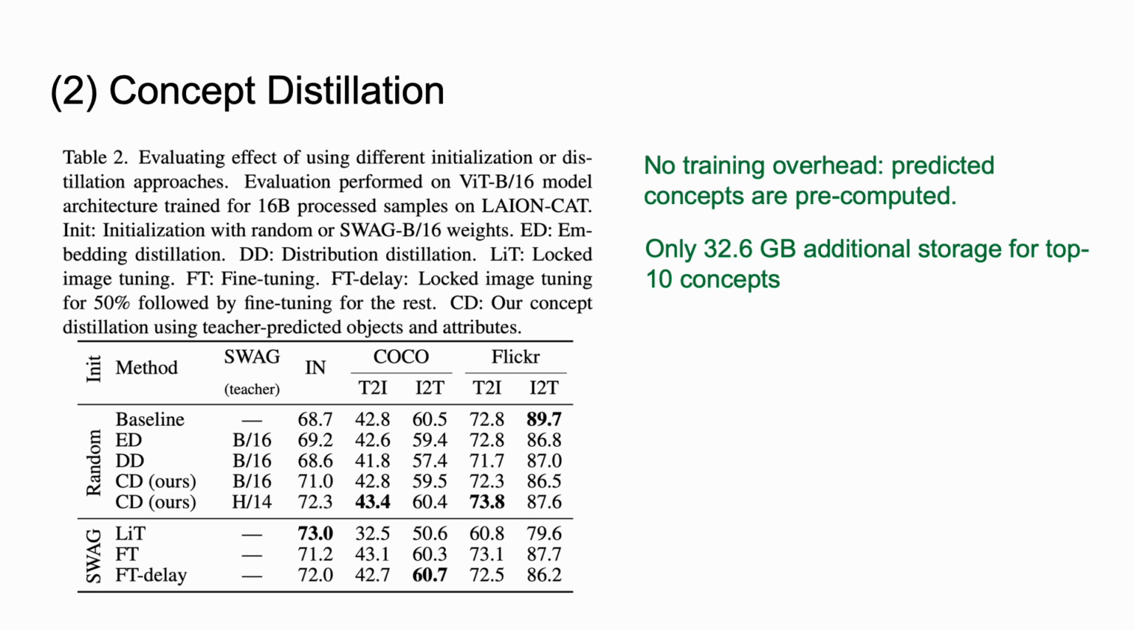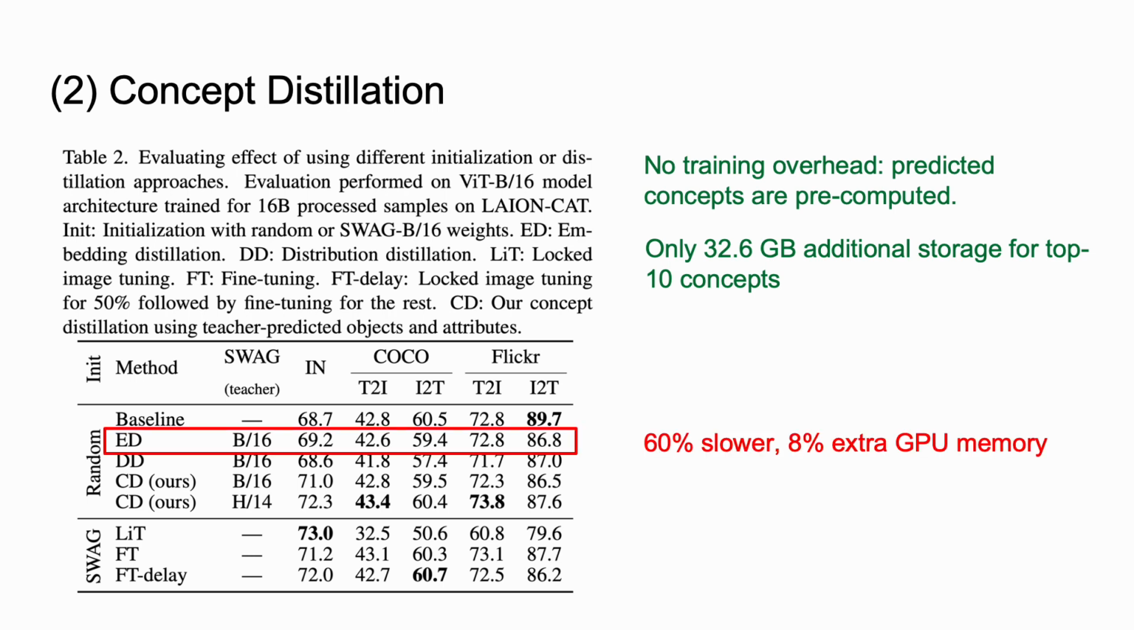For example, for storing the top-k concepts where k is equal to 10, we require only 32 GB of additional storage. After predictions are stored, we discard the teacher model and thus bypass the memory and compute limitations of simultaneously running both the teacher and student models together like in standard distillation approaches. Here, ED refers to the standard embedding distillation, which is 60% slower and takes 8% extra GPU memory while being less accurate than our approach called CD here.